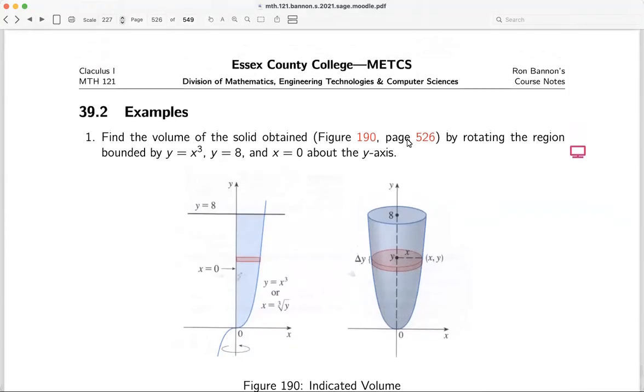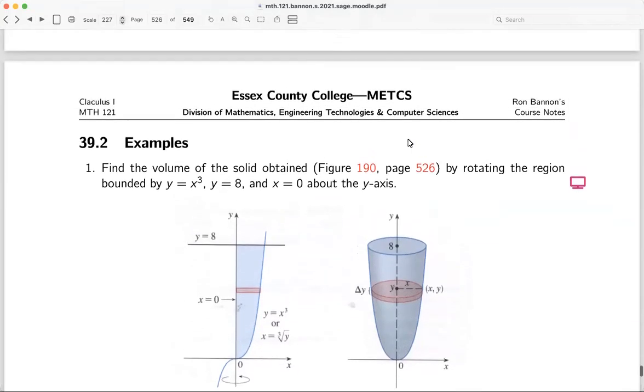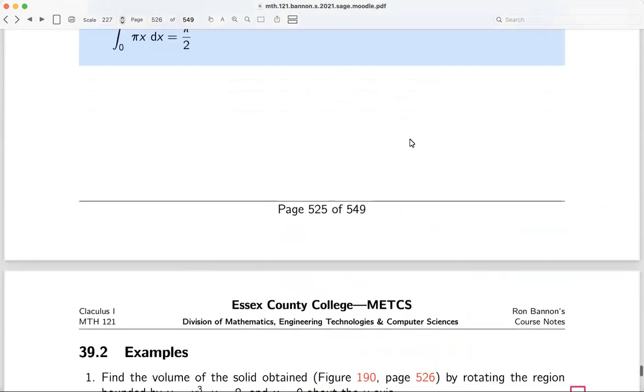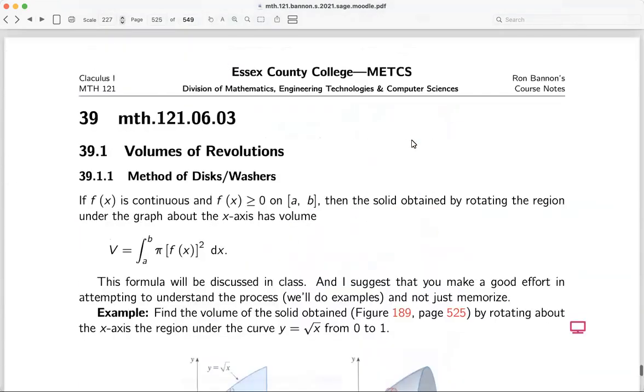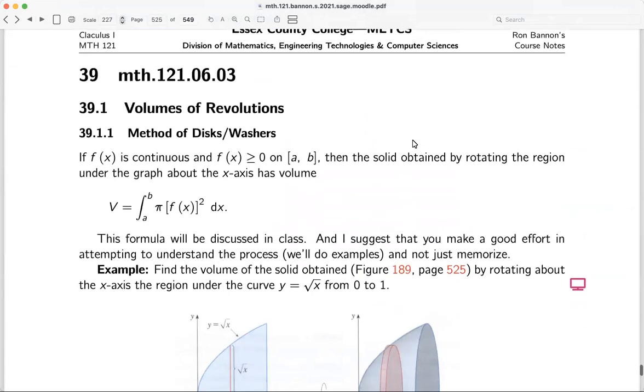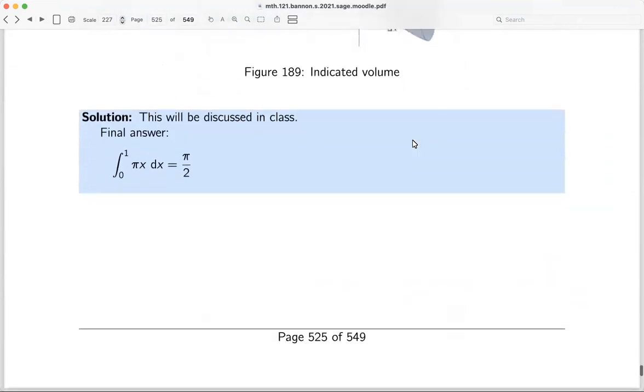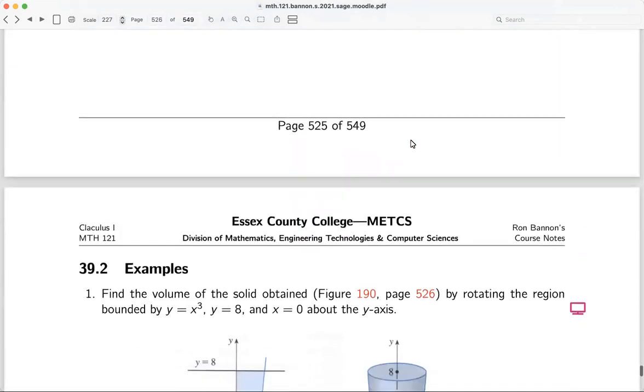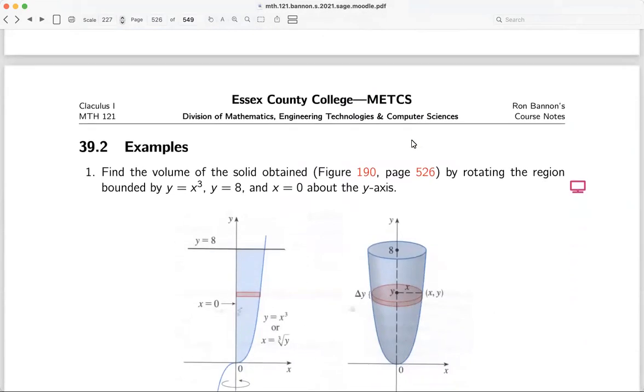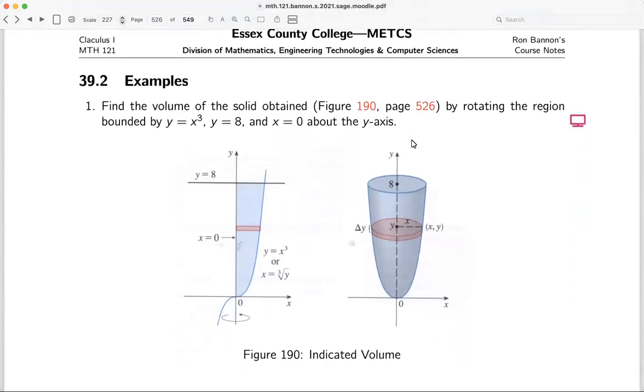Okay, we're in section 39 of the notes, and we're taking a look at examples of how to find volumes of revolution. We're using what's known as the disk method. Certainly we presented some lecture material in the classroom, and a lot of students find this difficult. The problem is visualizing it.